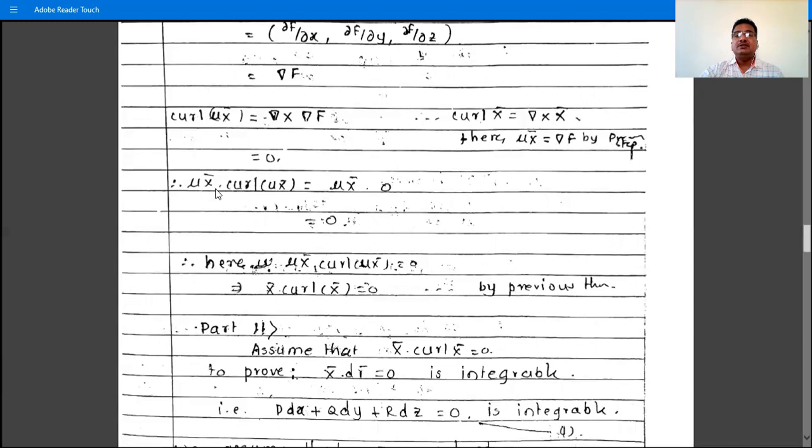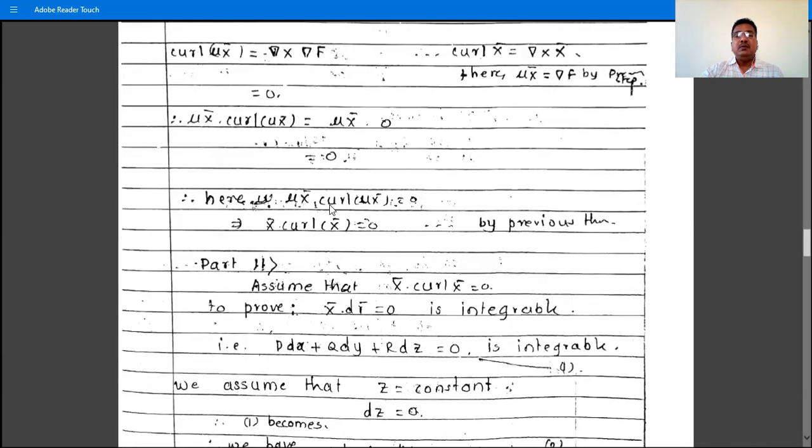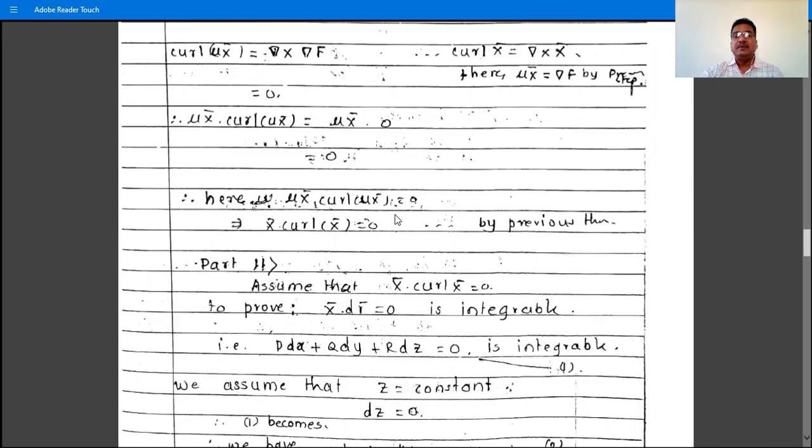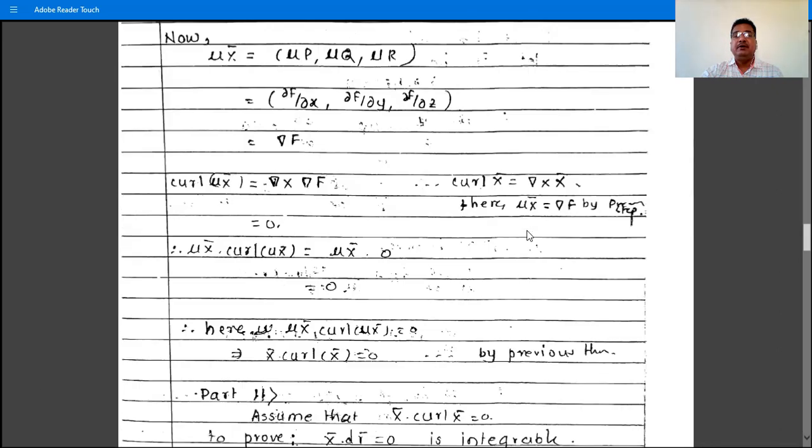And then μX̄ dot curl μX̄ is what? μX̄ dot, and curl μX̄ is 0. So we have answer 0. And hence μX̄ dot curl μX̄ is 0, which implies X̄ dot curl X̄ is 0 by the previous theorem.